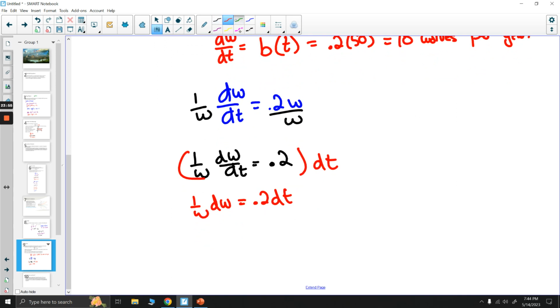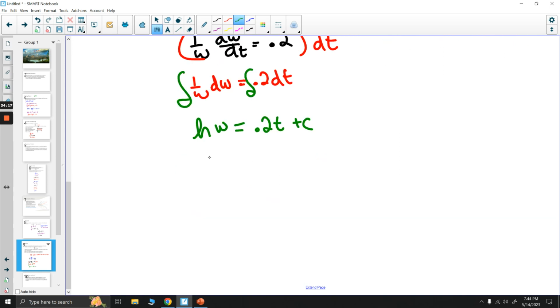Now we have a dw and a dt, so if we integrate both sides, this one with respect to w, this with respect to t, we get ln w. Now w here is wolves, so it's positive only and I don't have to have the absolute value. That equals 0.2t plus c. This is the natural log of wolves equals 0.2t plus c, where c is some constant. We'll deal with that once we get w by itself.